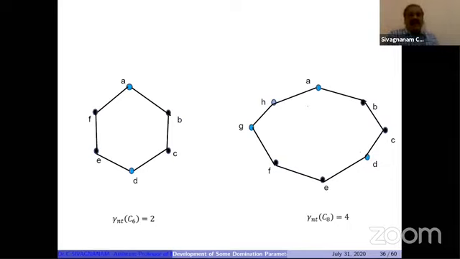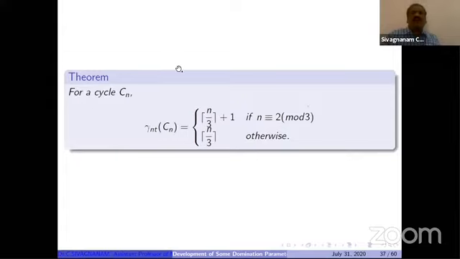So gamma nt of C6 equal to 2. Similarly, gamma nt of C8 equal to 4. So in general, we can have gamma nt of Cn equal to upper integral n by 3 plus 1 when n is congruent to 2 mod 3. Otherwise, upper integral n by 3. Easily we can check this theorem.